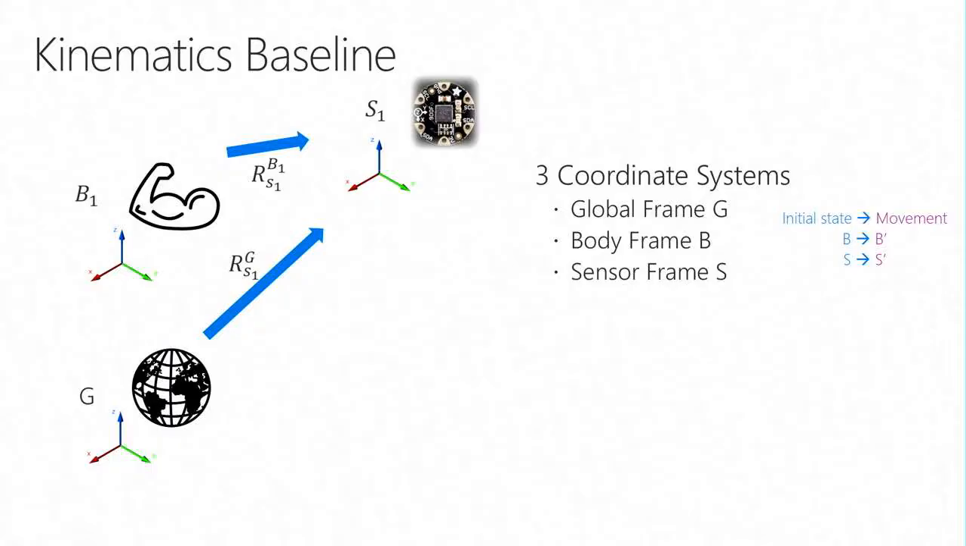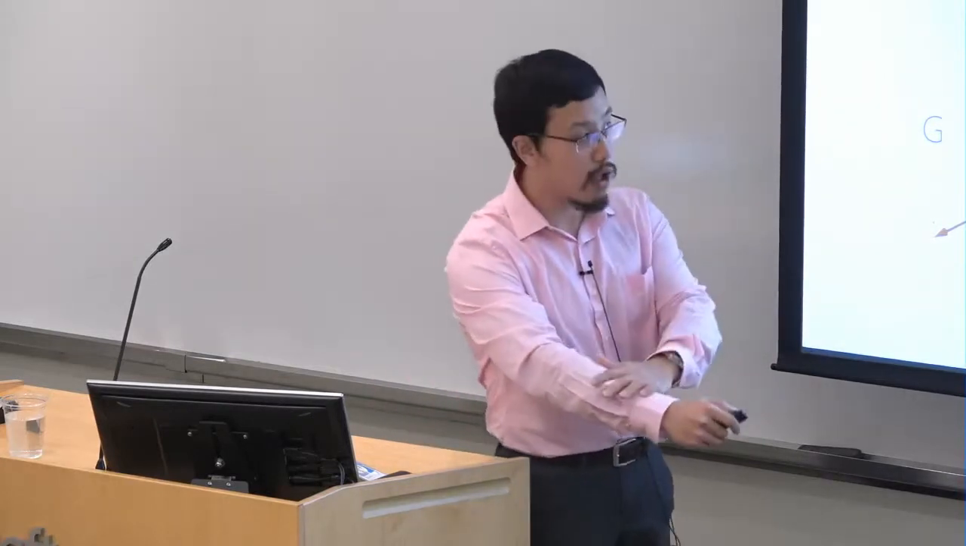So then in the actual motion capture process, we need to define 3 separate coordinate systems. The first one is the global frame G, which is fixed to the Earth frame. The second is the body frame for each single body part, for the upper arm, for the lower arm, for the thigh, for the shin. We attach one body frame B. And for each sensor, we also have a sensor frame S.